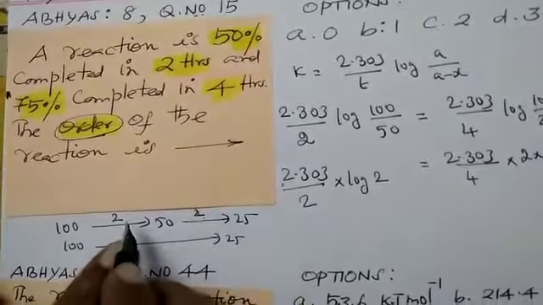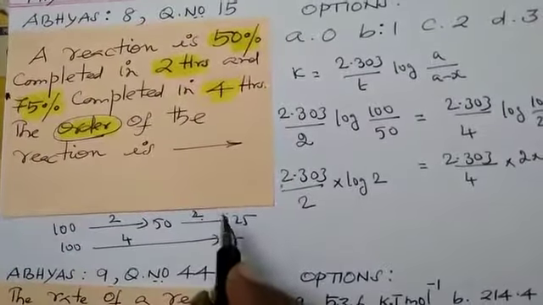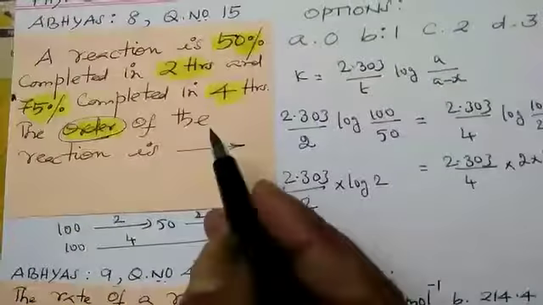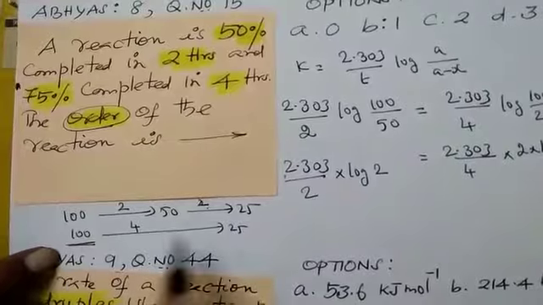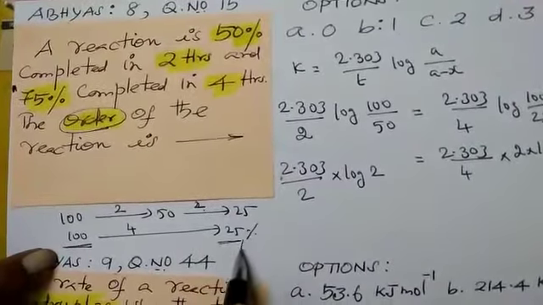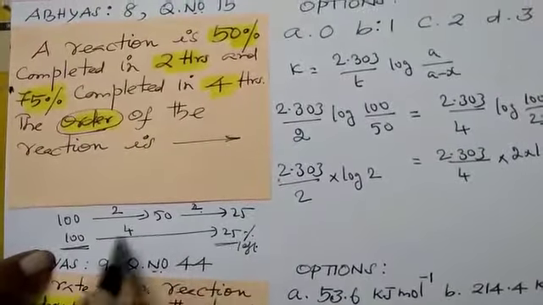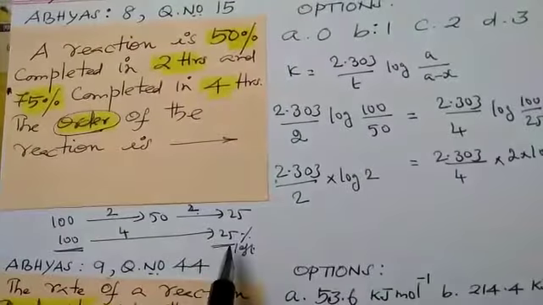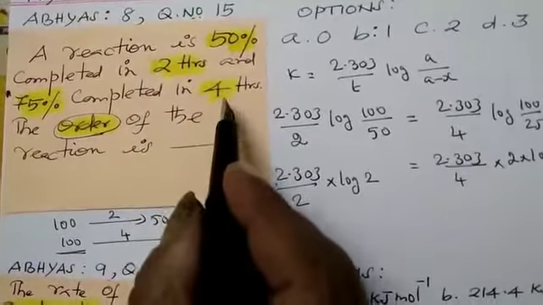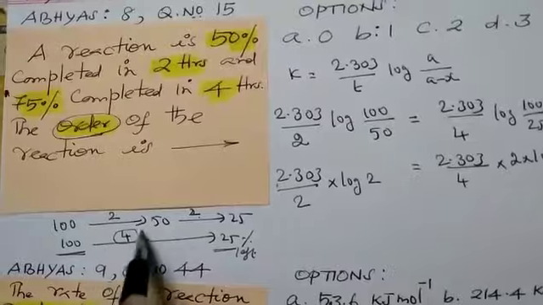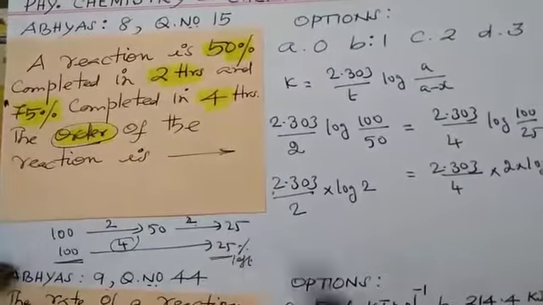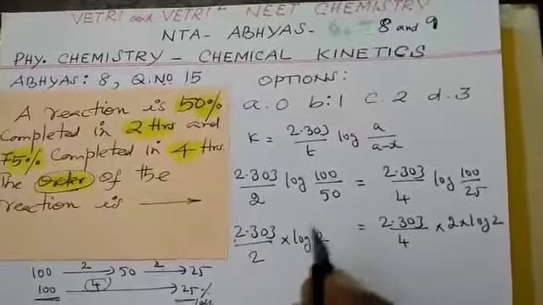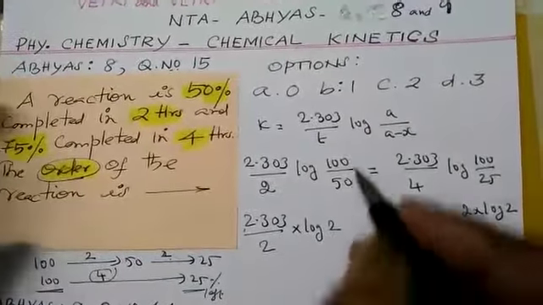Now what we are getting is 2 plus 2, 4. Again, separate data is given: 75% completed. If you start with 100, we end with 25 left, so 75% is completed. For that, the value given is 4 hours. So these two are matching, which is applicable for first order. So we can select this reaction as belonging to first order.